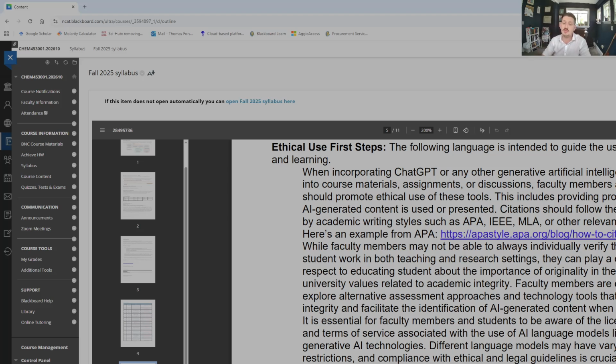By all means, use it to help spark creativity and to help guide you along the path, but validate everything because it will lie. And if you say something that isn't true, I'm going to take off points, and I'll do that in the essay, in the homework, and in the exam.